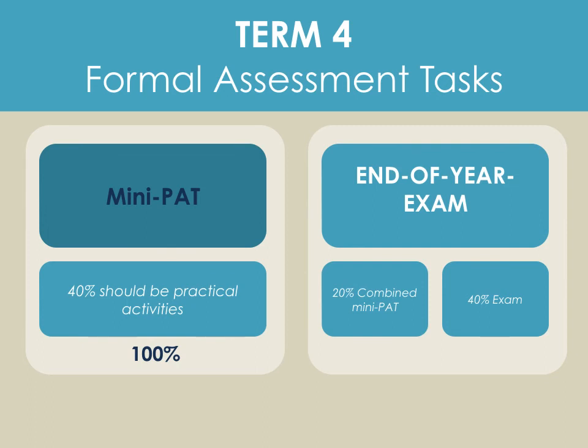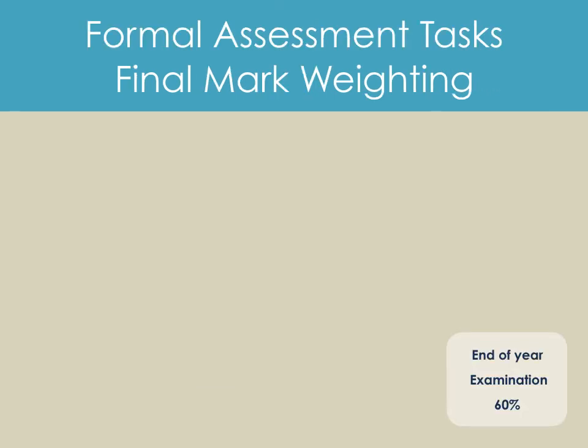If you look at the exam, there's a combined mini-PAT and an exam. 40% is the exam and 20% is the combined mini-PAT. Now, the 40 and the 20 means that your final end-of-year marks and your weighting, you'll see that the end of the exam counts 60%. So again, you've got your 40% and your 20% of the exam going towards that end-of-year exam mark or percentage of 60%. Now, where does the rest come from?